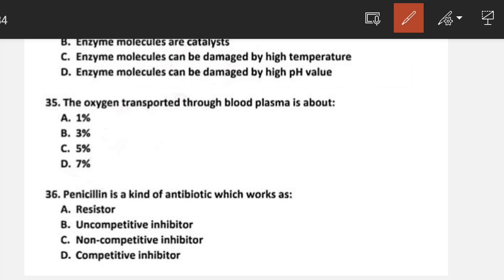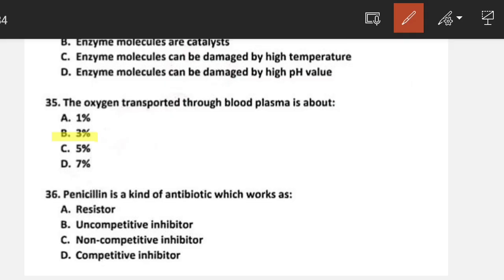Question number 35 is the oxygen transported through blood plasma is about. Option A is the 1%, option B is the 3%, option C is the 5%, and option D is the 7%. So the oxygen transported through blood plasma is about 3%.